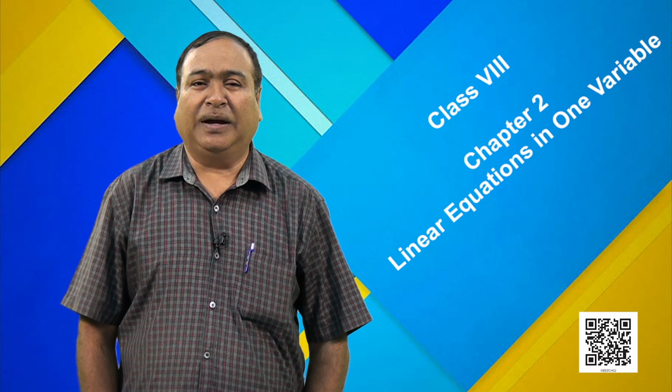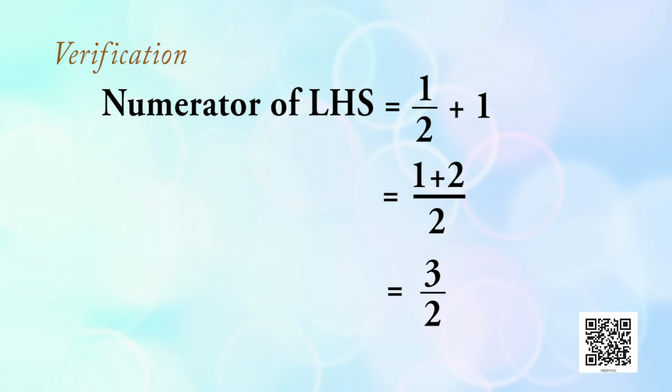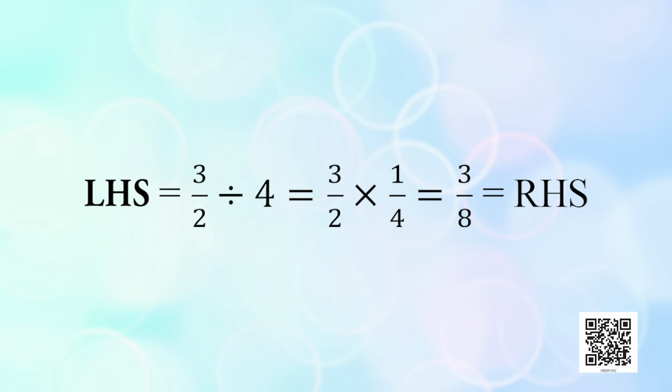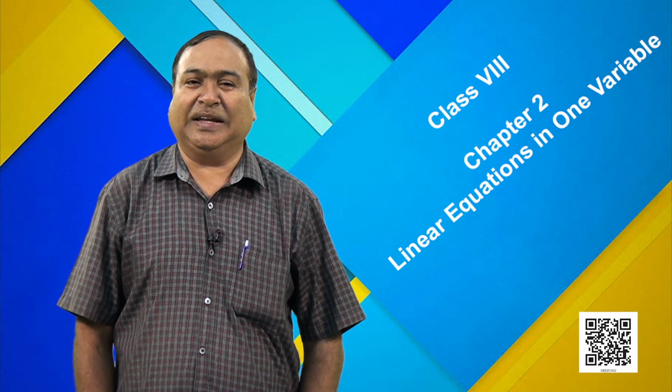You can verify by putting x = 1/2 in that equation; we will get LHS equal to RHS. The numerator of LHS is 1/2 + 1, that is nothing but 3/2. Denominator of the LHS is 2x + 3, that is 2 times 1/2 + 3, that means 1 + 3, that is equal to 4. Therefore, LHS is 3/2 divided by 4, that is 3/2 into 1/4, that is nothing but 3/8, which is nothing but RHS. In this way, we verified that x = 1/2 satisfies the given equation.